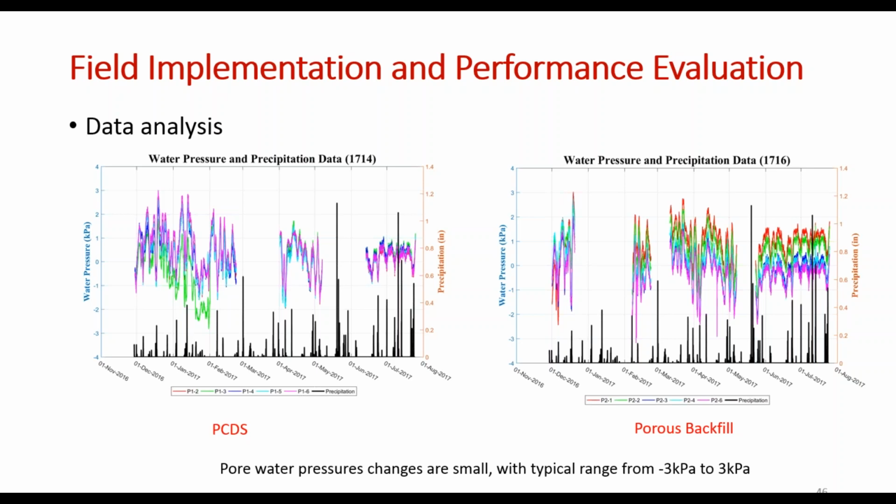So we saw some trends, and the major takeaway point is the pore pressure changes are very small, and the typical range is from negative 3 kilopascal to 3 kilopascal. Okay. So negative pore pressure is actually good because it provides some suction and apparent strength to the soil. What we want to eliminate is positive pore pressure, and when that is too much, it will decrease the strength of the soil.